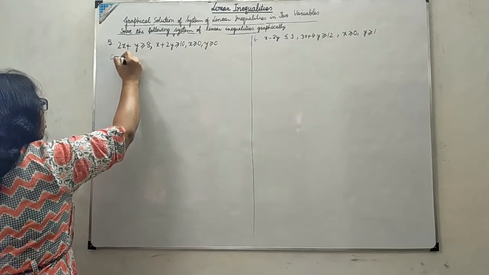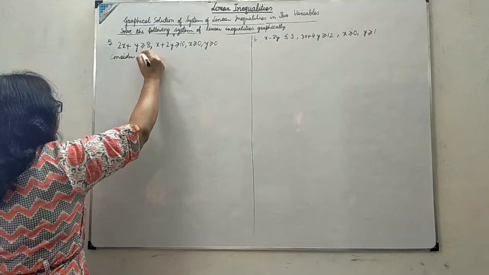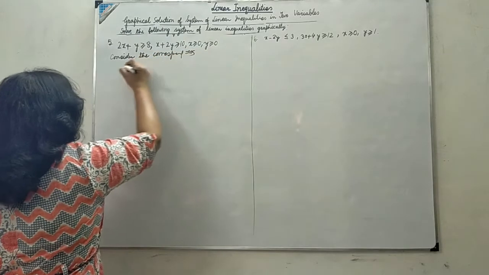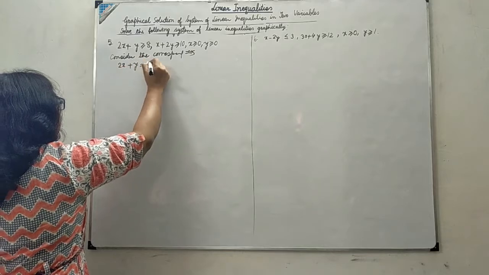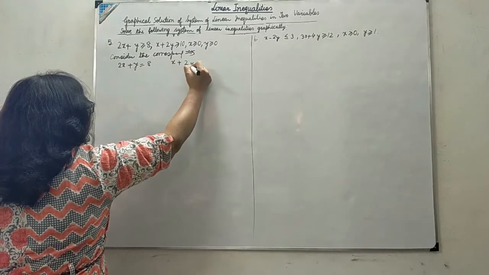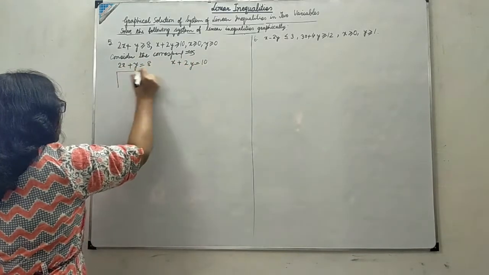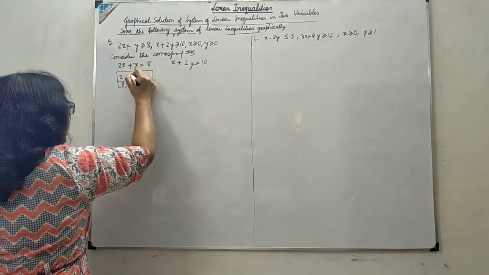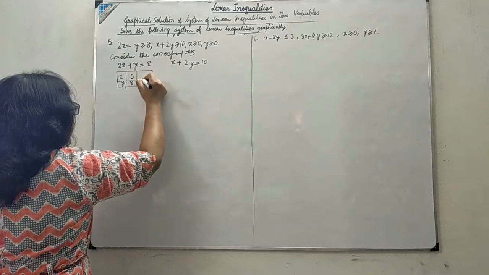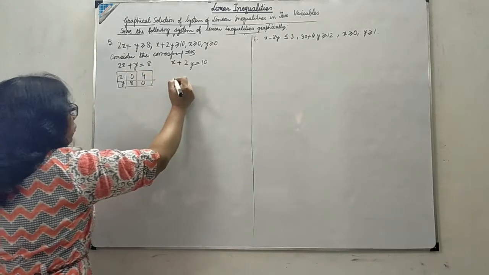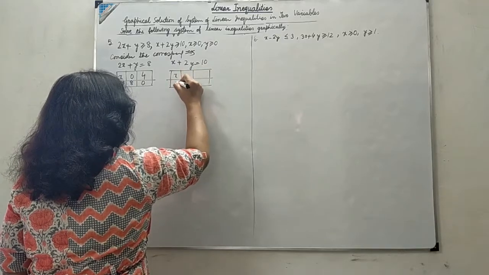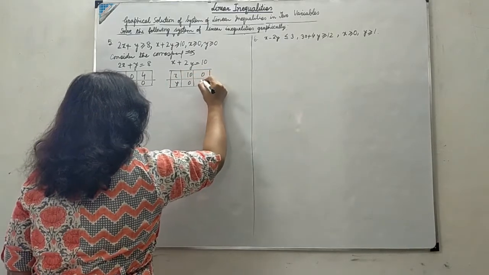We will consider the corresponding equations, that are 2x plus y equal to 8 and x plus 2y equal to 10. Taking 2 points as usual, when x is 0, y will be 8, when y is 0, x will be 4, and on this side, 10, 0 and 0, 5.